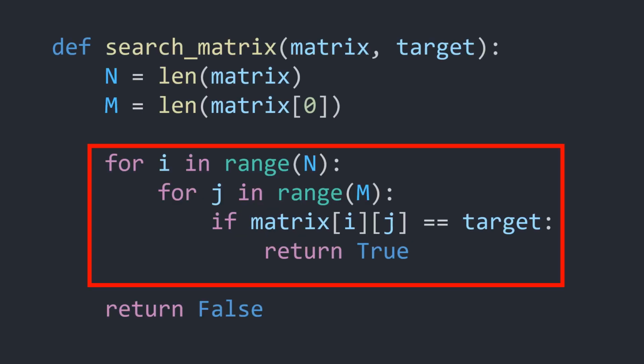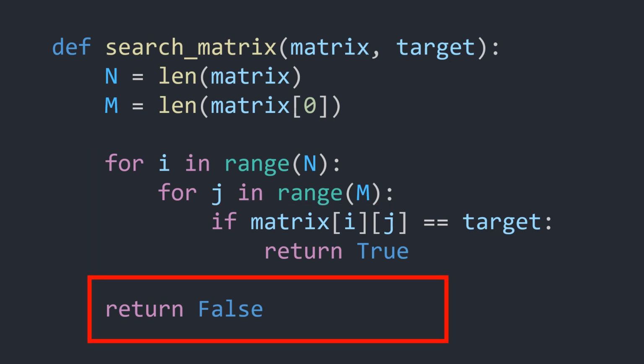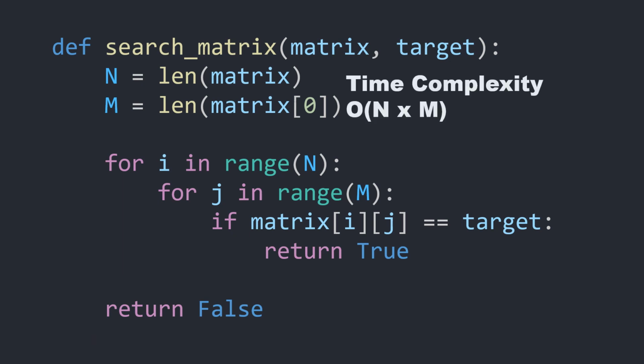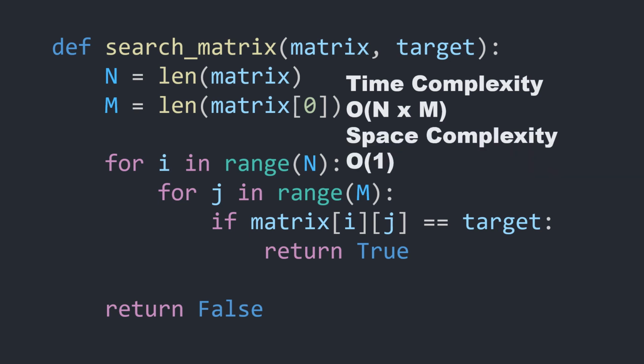A simple solution would be to go through all the elements one at a time. If we find a matching element, return true. If after going through all the elements, we don't find a matching element, we return false. The time complexity of the algorithm is equal to the number of elements in the matrix, which is n times m, where n is the number of rows and m is the number of columns. The space complexity is O(1) since we are not using any additional data structure in our algorithm.